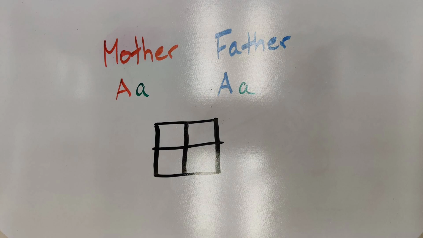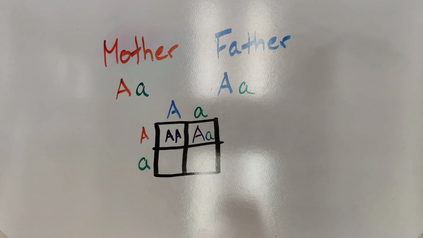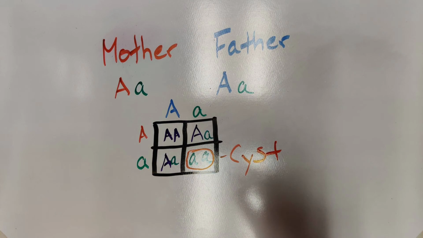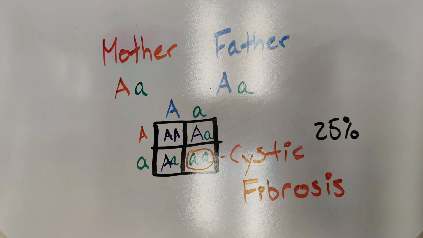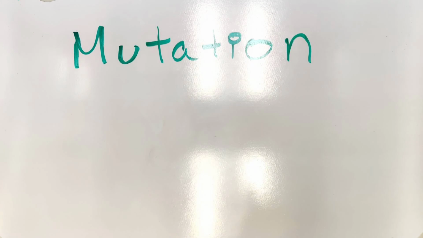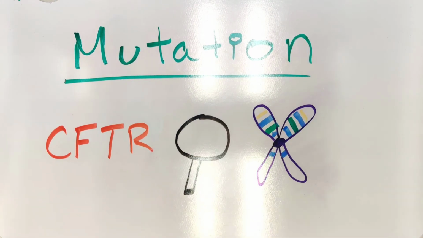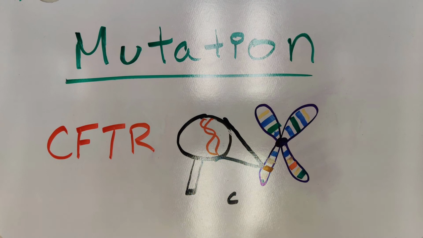In this Punnett square, both the mother and the father are carriers for the CF gene. In the example, there is a 25% chance that a child will not have the CF mutation. There's a 50% chance that the child will be a carrier, and a 25% chance that the child will have cystic fibrosis.